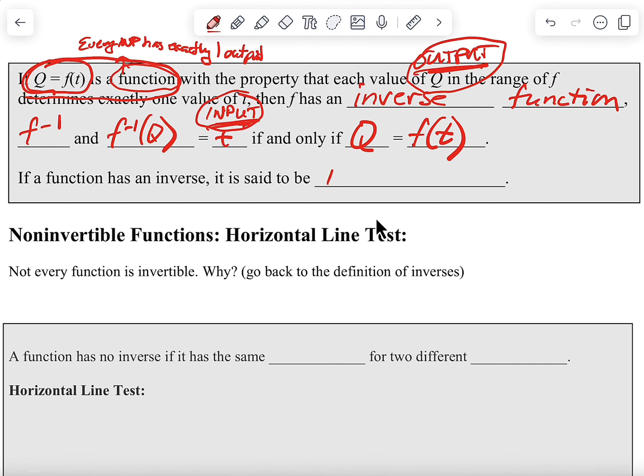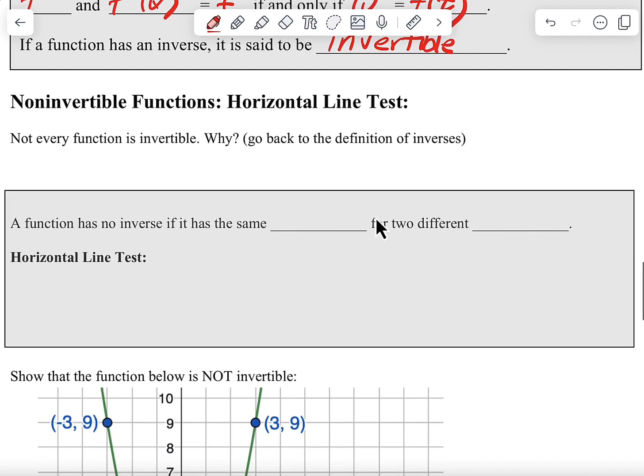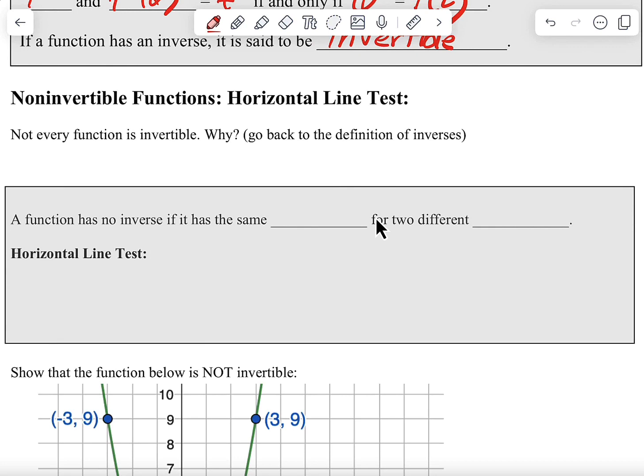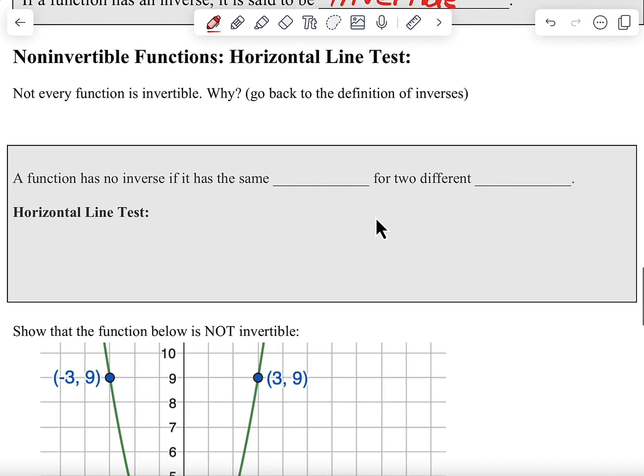And if it does have an inverse, we have a fancy name for this. Any function that has an inverse that's also a function is considered invertible, which reminds me of the word reversible. But the fancy word for our sake is invertible. Now, not every function has an inverse that is a function. Not every function is invertible. Some functions do not have inverses that are also functions.